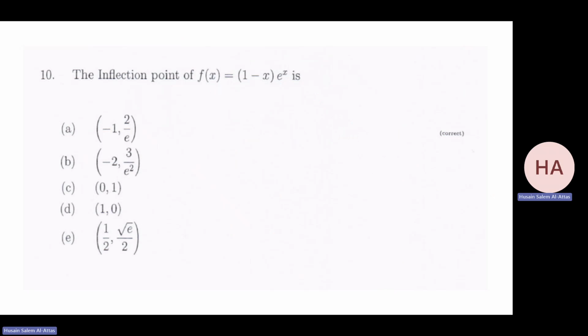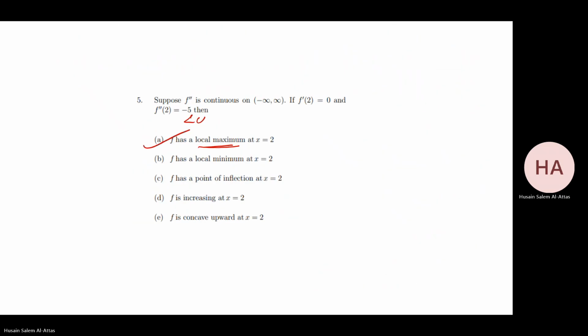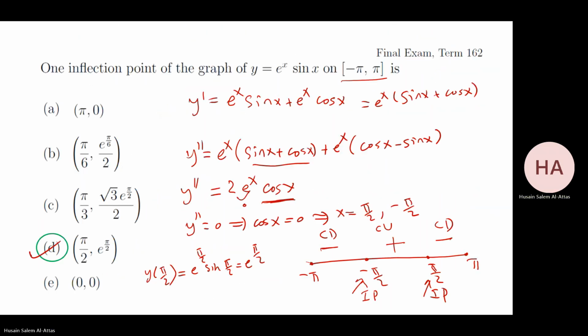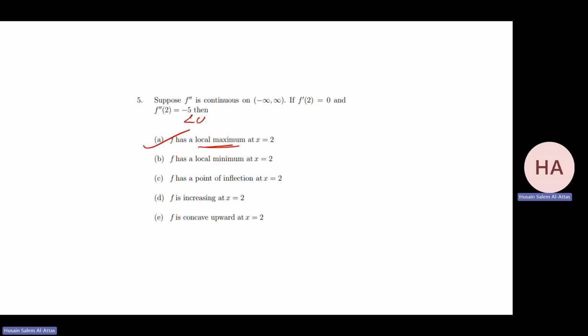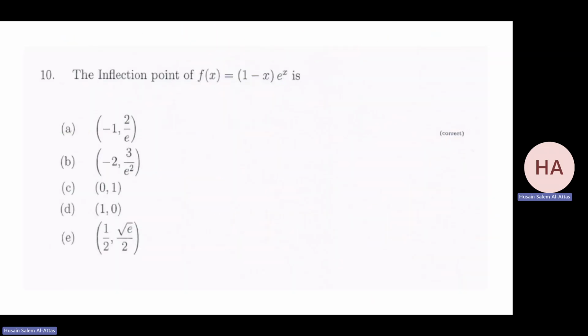The inflection point of this function is what? Actually, I did it before. Yes, this is the same function. It's very easy to do. Now he's asking about the inflection point. So y prime will be minus x e to the x. Let me do the calculation. It will be minus e to the x plus 1 minus x e to the x, so that will be minus x e to the x. Y double prime will be minus e to the x minus x e to the x.